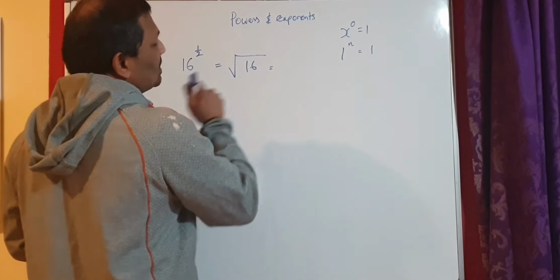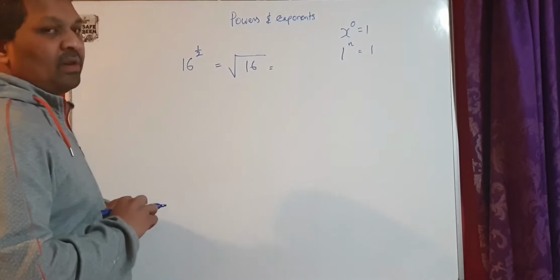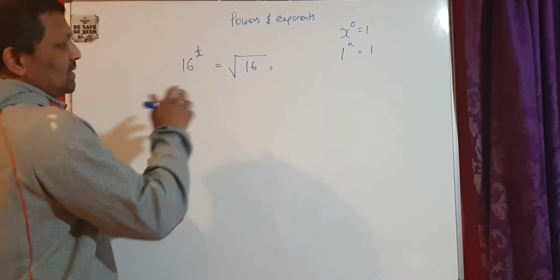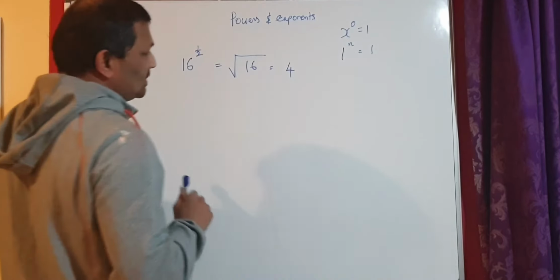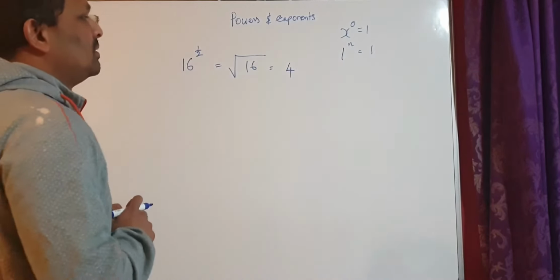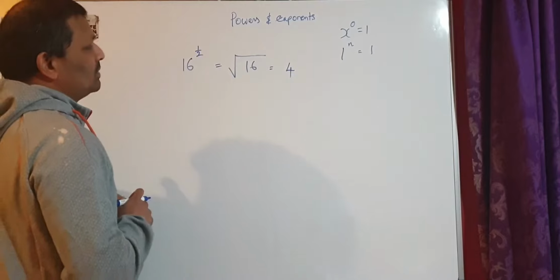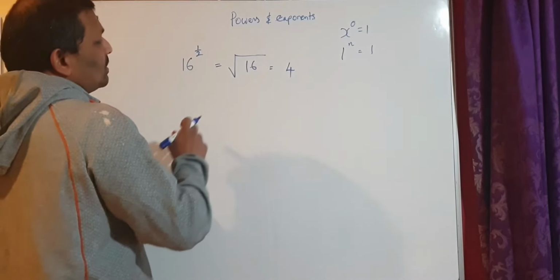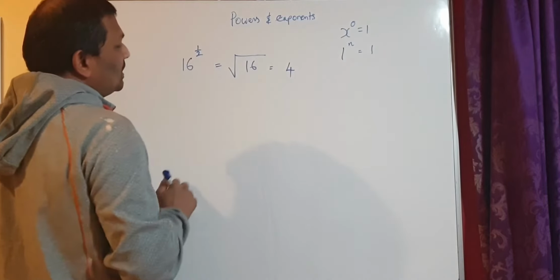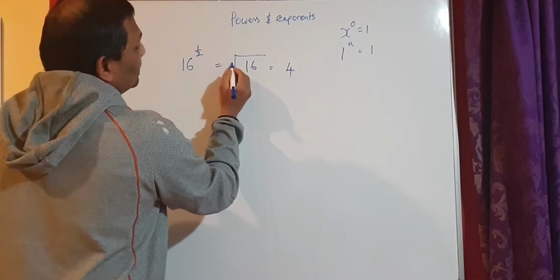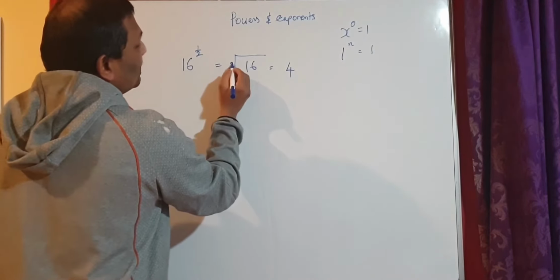So in this case, how do we get 16? When you multiply 4 by itself, you get 16. So 4 is the answer. The square root of 16 is 4. So the perfect way of writing the power 1 by 2 is putting a 2 here. If nothing is mentioned here, it is a square root.